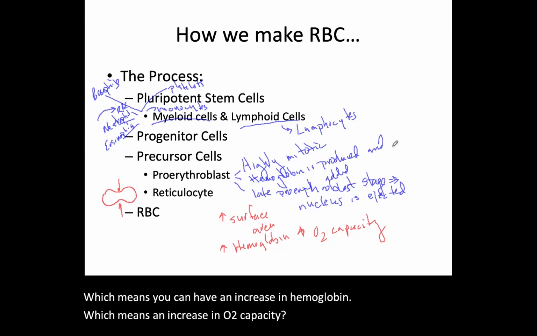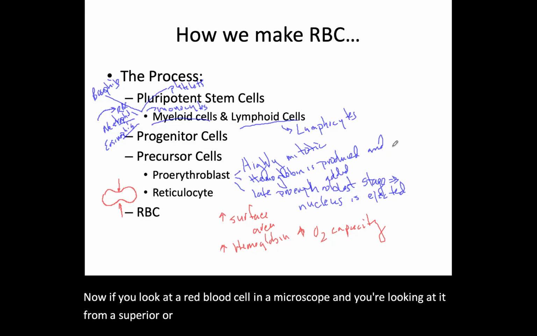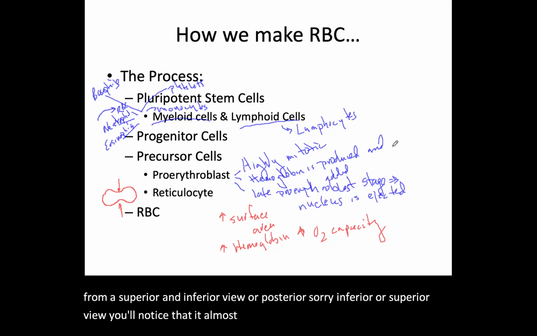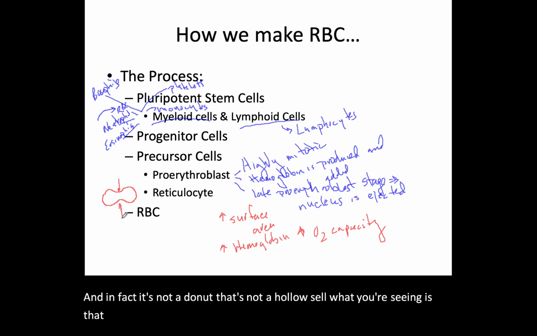Now, when you look at a red blood cell in a microscope, from a superior or an inferior view, you'll notice that it almost looks like a little donut. And in fact, it's not a donut. That's not a hollow cell. What you're seeing is that thinning right here in the center, where that cell is now a biconcave structure.